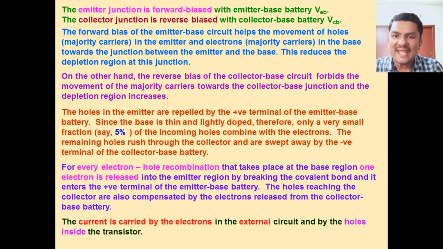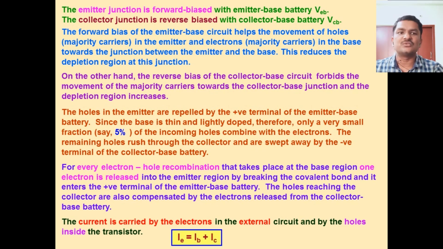The current is carried by the electrons in the external circuit as well as inside the transistor. So the total current is given by IE equal to IB plus IC. IE represents the emitter current, IB the base current, and IC the collector current. So this is the brief explanation of a PNP transistor and NPN transistor.